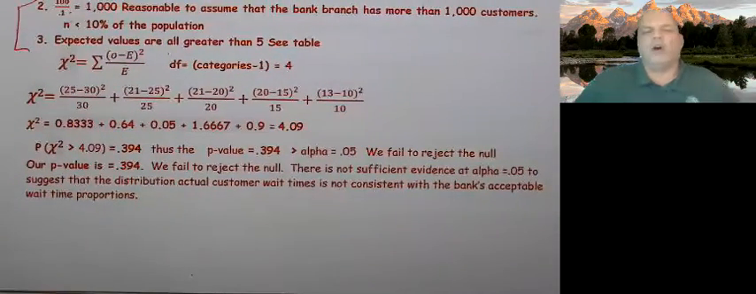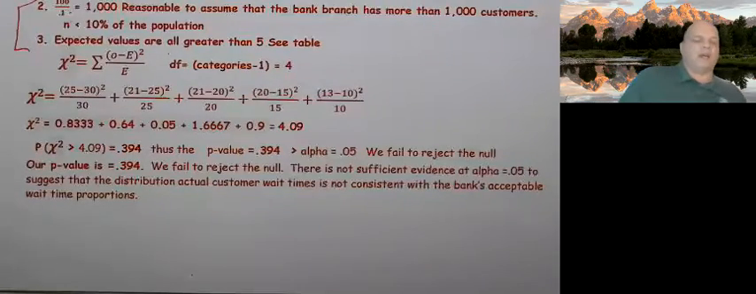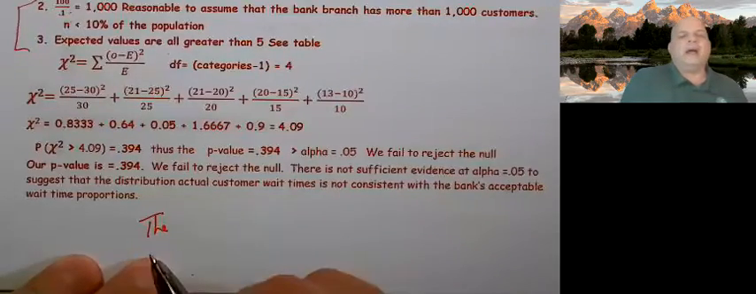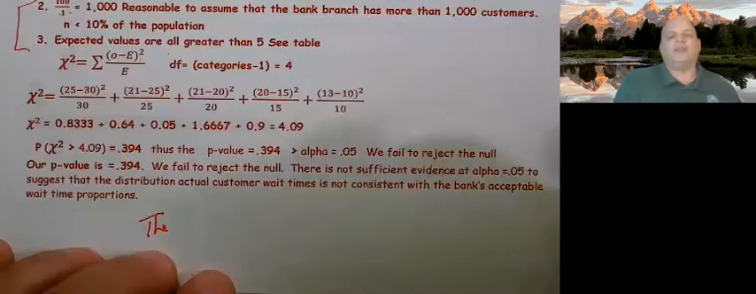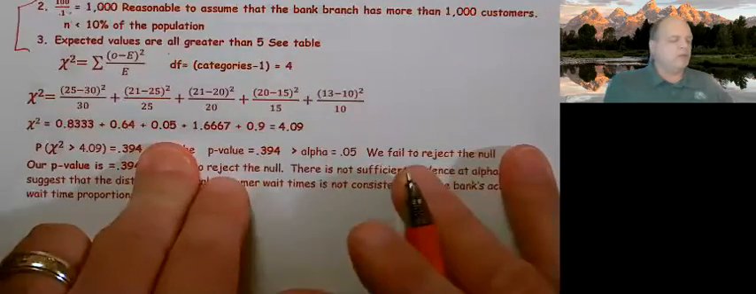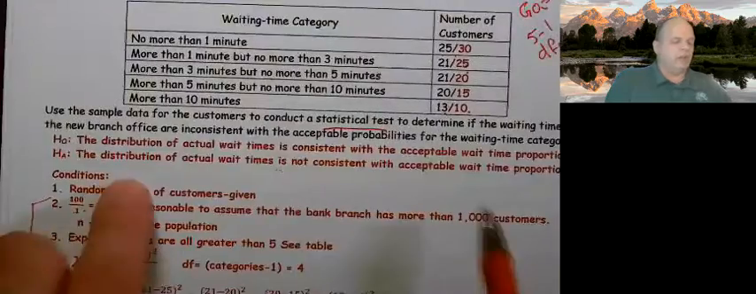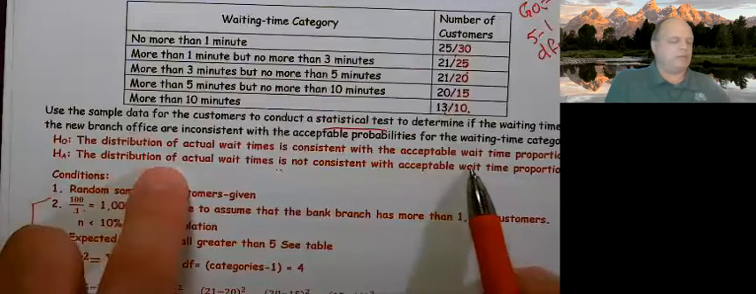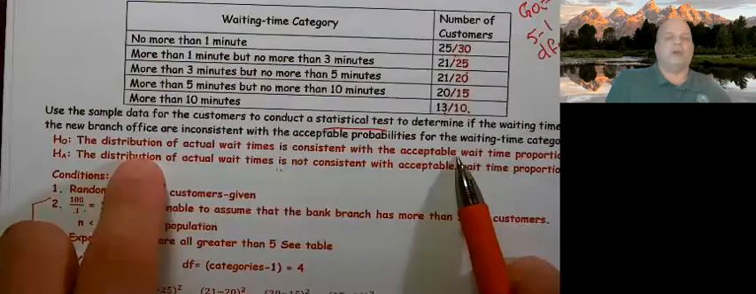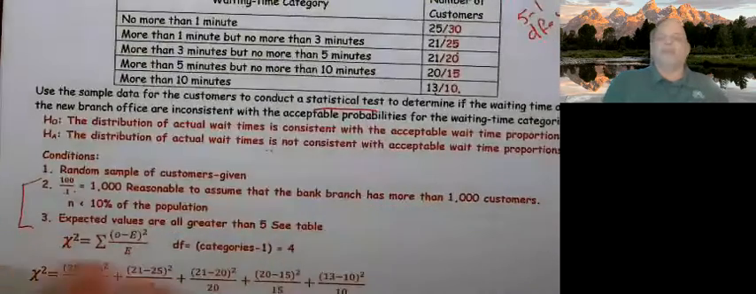So our p-value is 0.394. We failed to reject the null. There is not sufficient evidence at alpha equal 0.05 to suggest that the distribution of actual customer wait times is not consistent with the bank's acceptable wait times. So in other words, the wait times appear to be consistent, all right? Or we can't say that they're not consistent. We can't prove the null either, but we cannot reject the null, all right? So that takes care of that one.